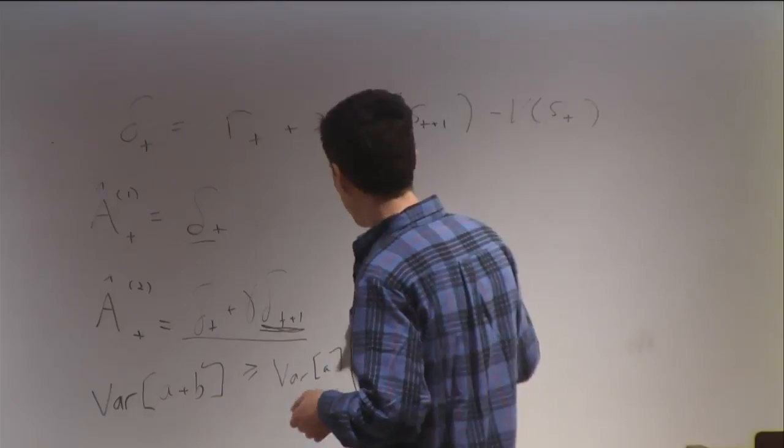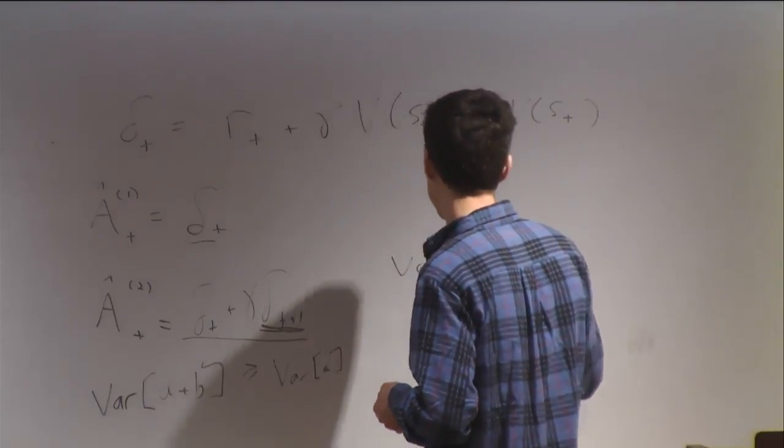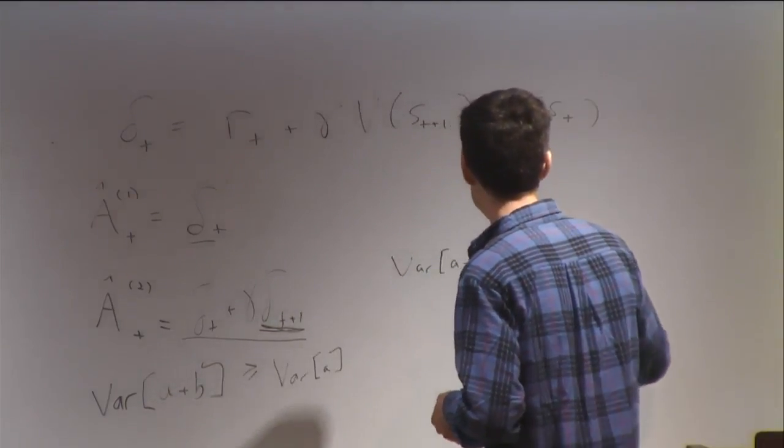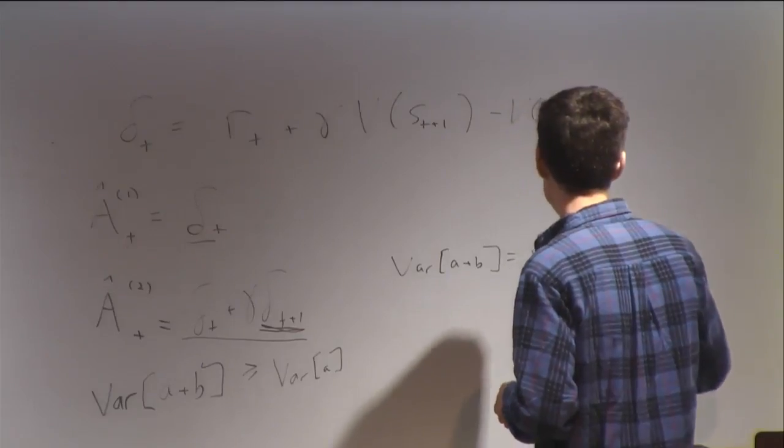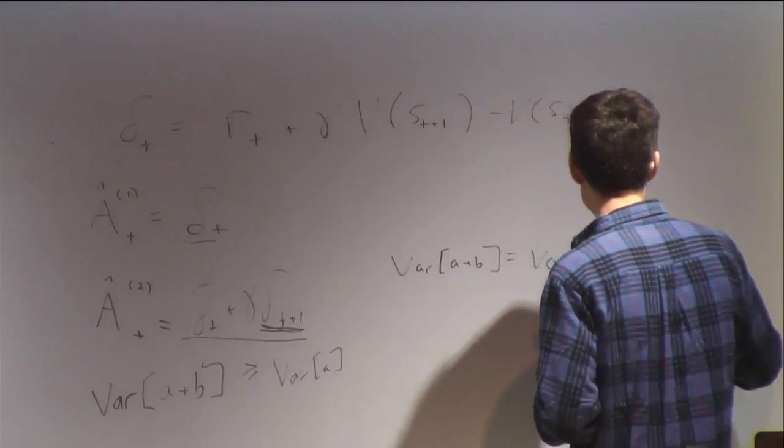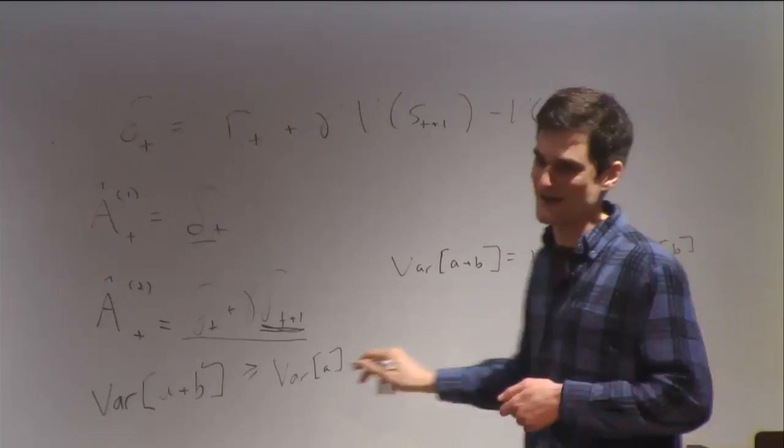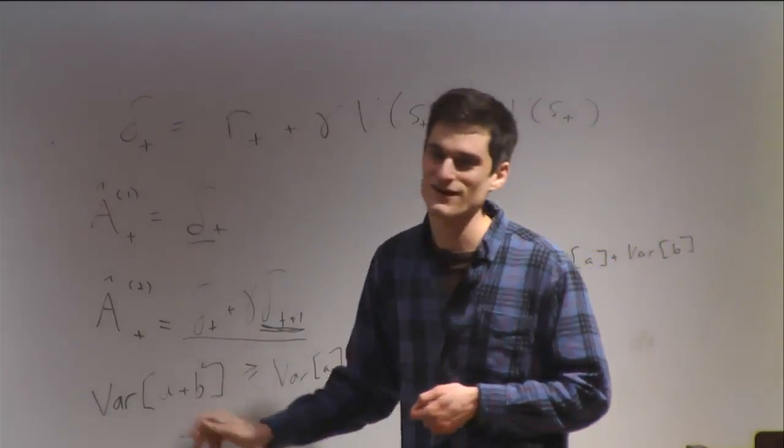So if A and B are independent, then we do have the variance of the sum equals the sum of the variances. But in general, what if A and B are negatively correlated? Then the variance of the sum is going to be lower.